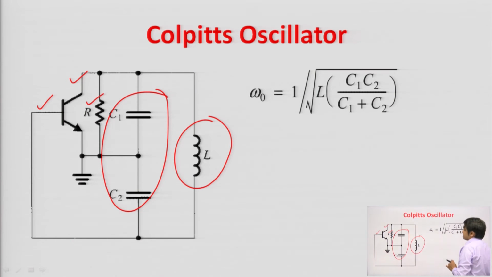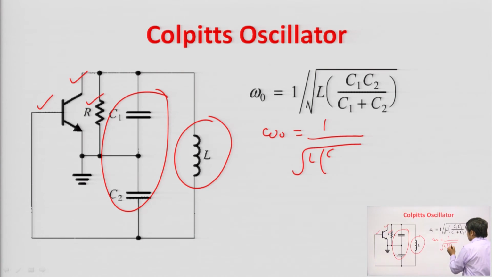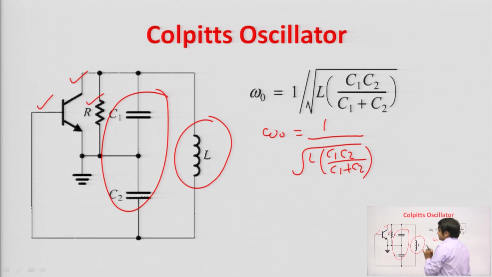The frequency of oscillations of the Colpitts oscillator is 1 upon omega naught, that is 1 upon square root of L into C1 C2 upon C1 plus C2. In this circuit, this LC portion, C1, C2 and L, provides a 180 degree phase shift, another 180 degrees we get from the transistor, and the emitter is grounded.